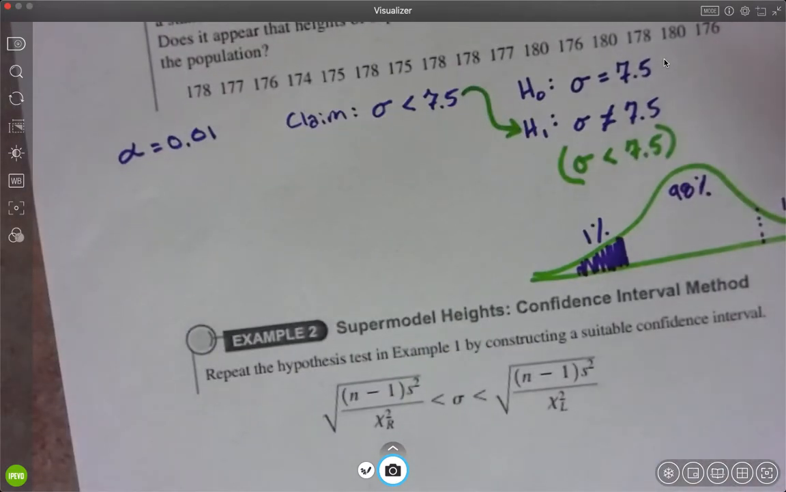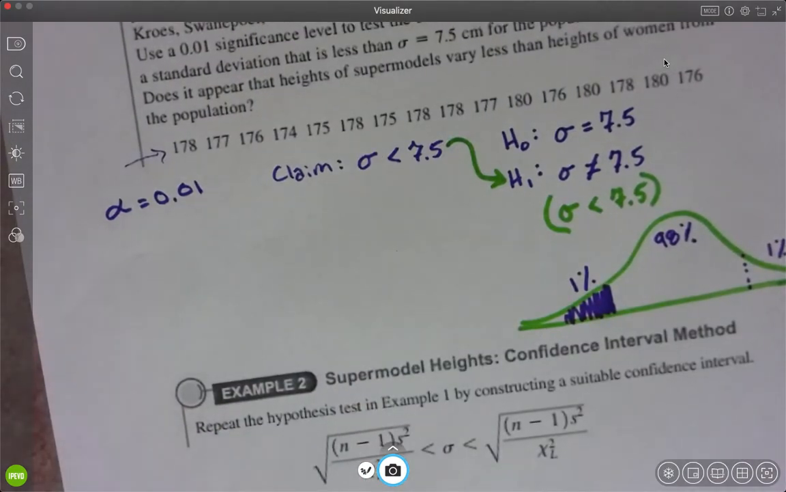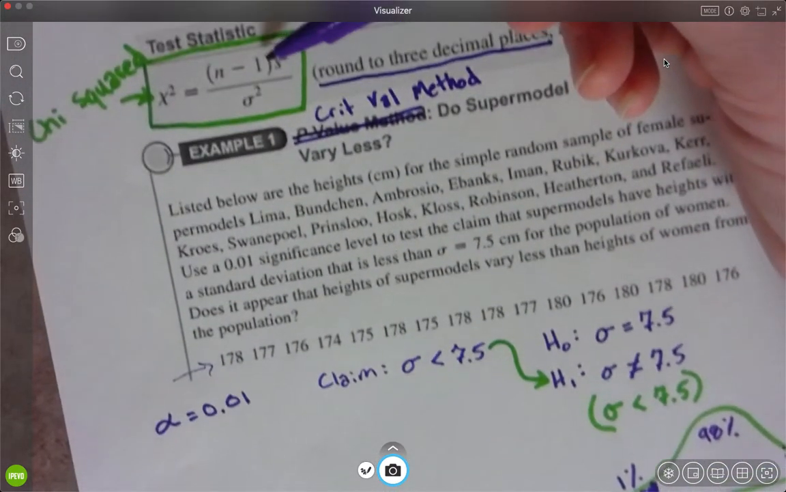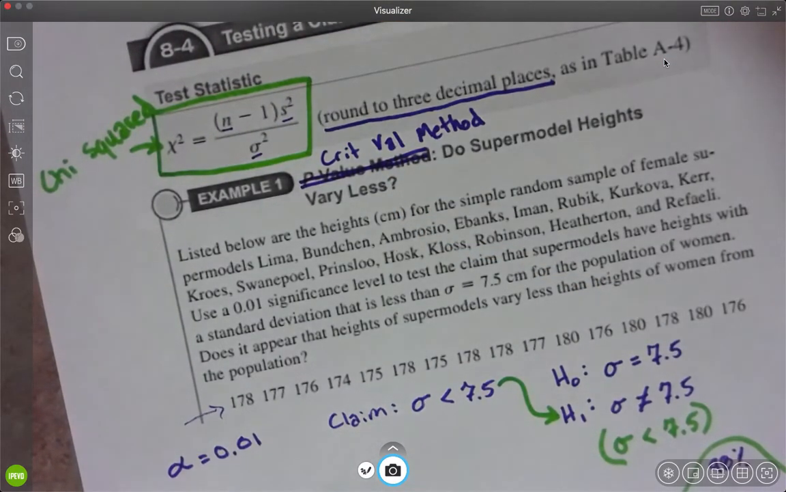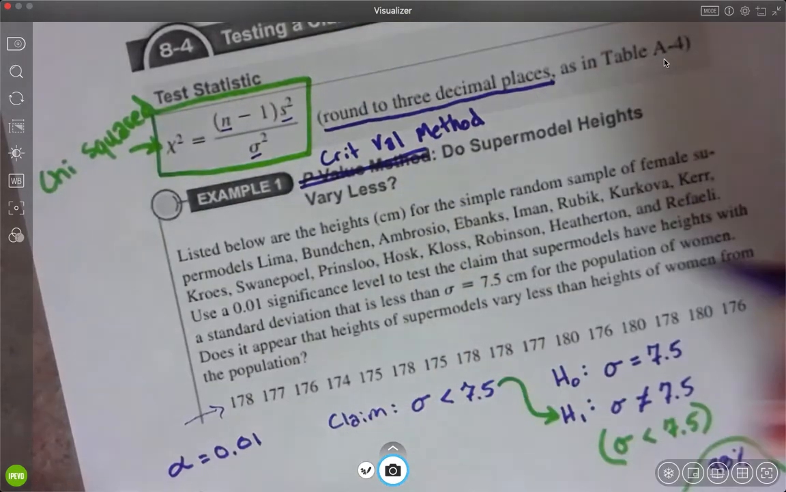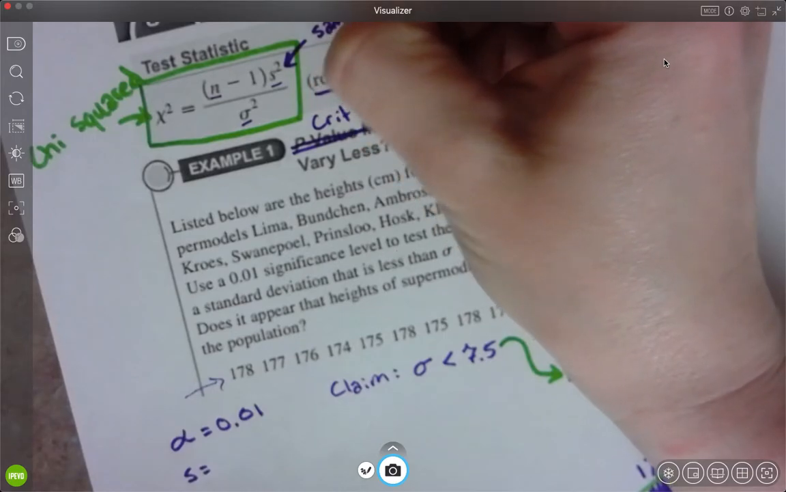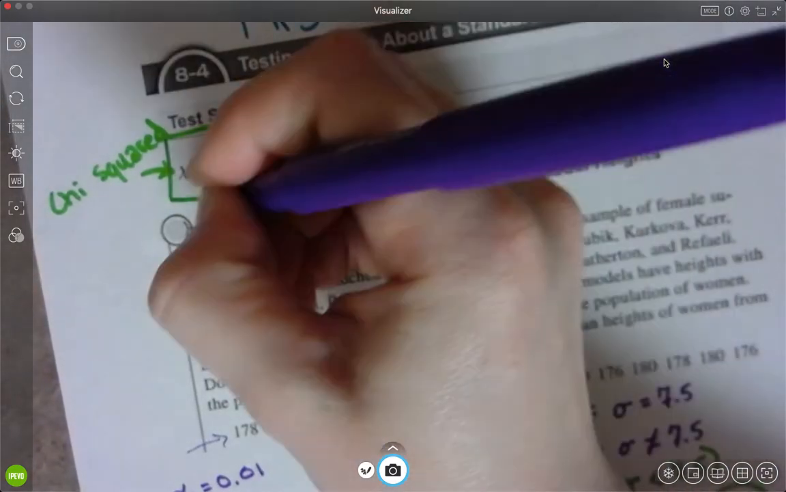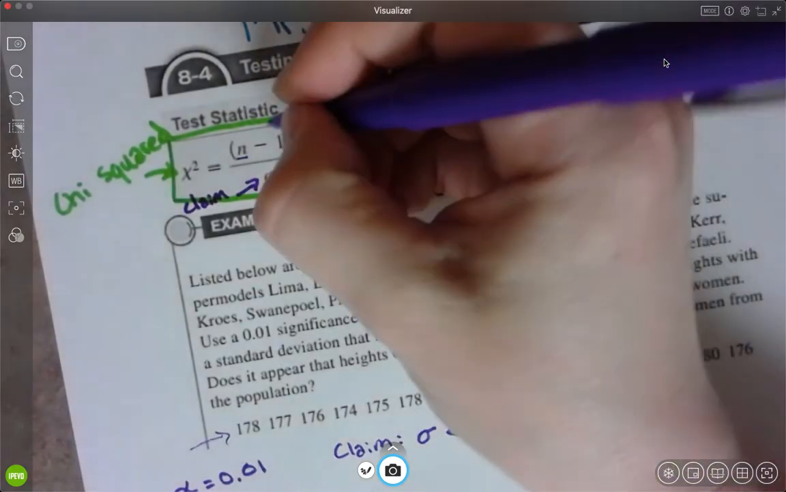Let's gather up some more information. They give me this set of numbers here, and I have to gather up all my data from that. Looking at the formula that we're going to have to compute next, I need to know what an N is, I need to know what an S is, and I need to know what my sigma is. In this case, S is going to be the standard deviation for my sample. Let me write that in here. Sample standard deviation. The sigma is going to be my claim standard deviation, so this is the 7.5 that we're comparing to. And then N is the number in the sample.